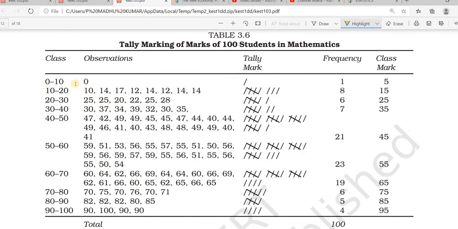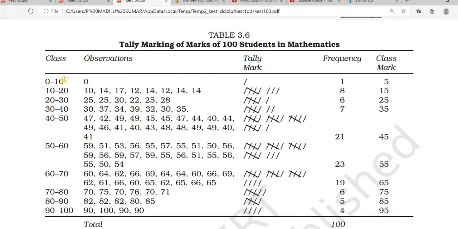Here you can see an example: tally marking of marks of 100 students in mathematics. Here the class is 0 to 10, and the observation is 0. In 0 to 10 only 0 observation is there. Then we can write the tally mark as 1. Then the frequency is 1. Class mark, what is class mark? Class mark means it is the midpoint. 0.